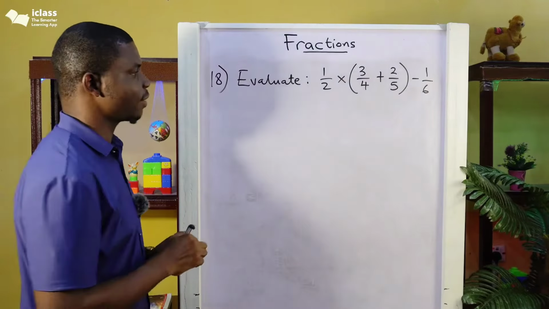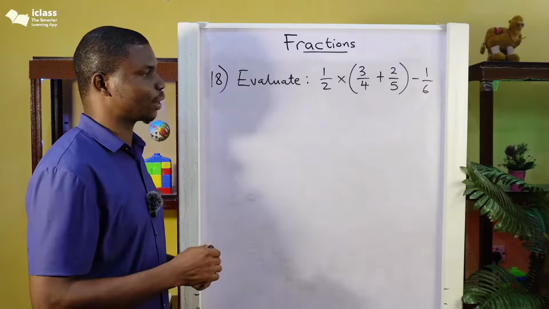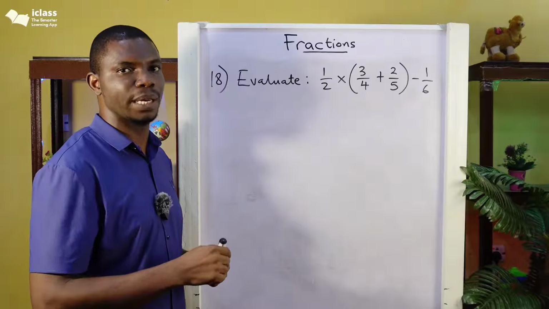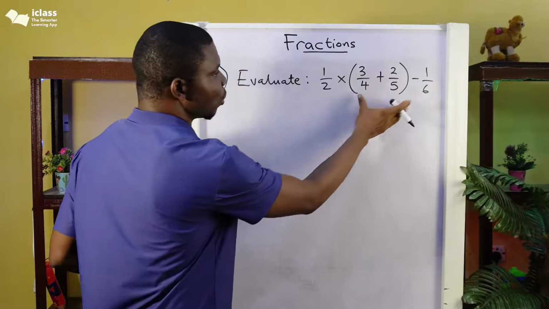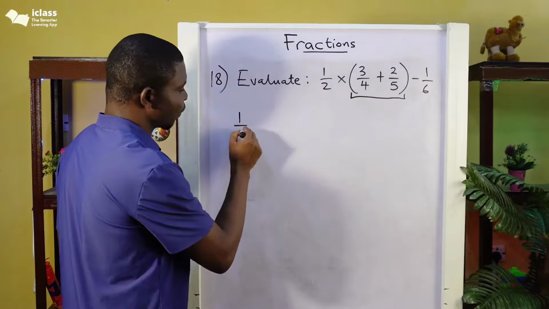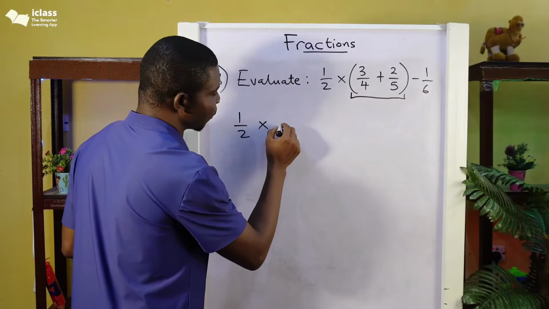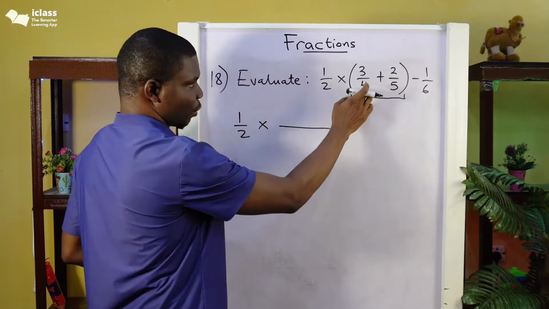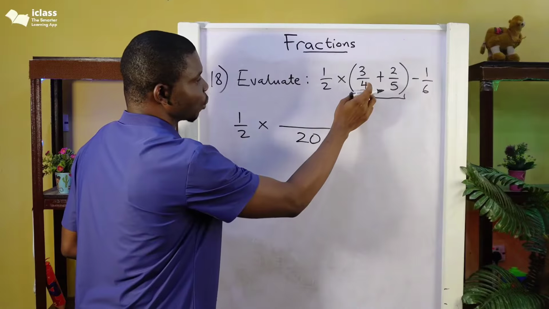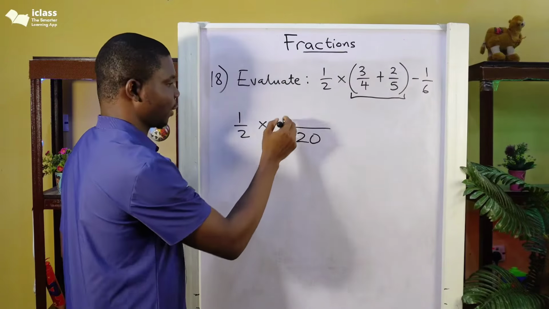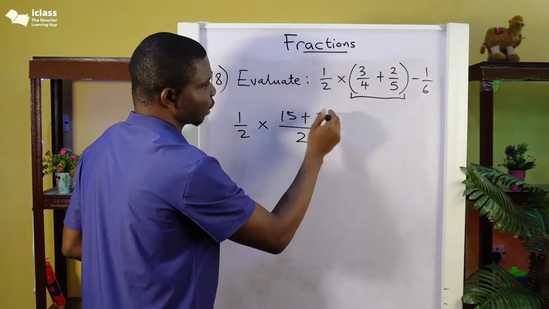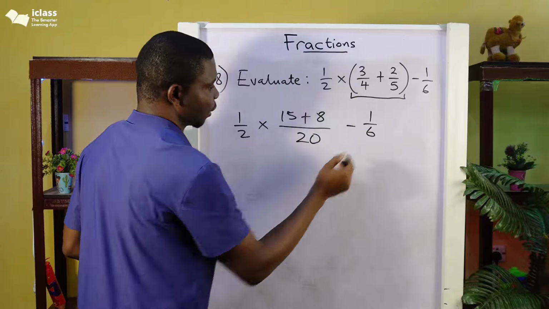Question number 18. Evaluate this. We have a number of operators here, and the way we deal with expressions with many operators is by applying BODMAS. So with BODMAS, we know we have to deal with this one inside the bracket first, right? So that we have 1 over 2 times, we are dealing with what's inside the bracket. The LCM of 4 and 5 is 20. We say 20 divided by 4 is 5 times 3 is 15 plus 20 divided by 5 is 4 times 2 is 8. Then minus 1 over 6.